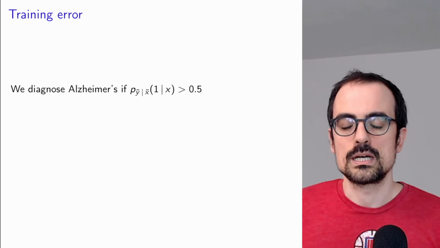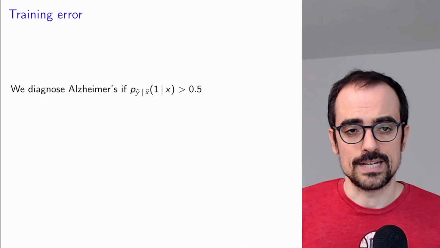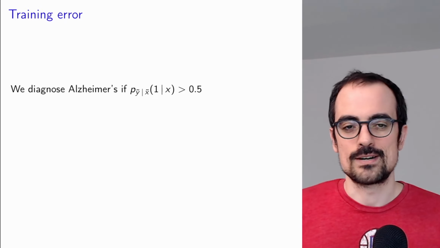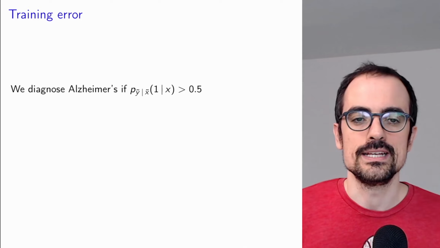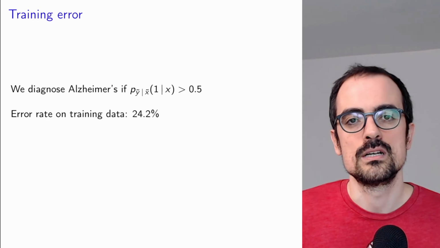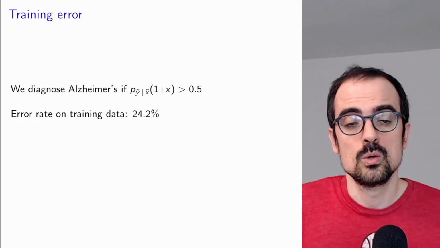And we will talk about how to evaluate classification models in a separate video using Alzheimer's as an example. But for now, let's imagine that we just diagnose Alzheimer's if the probability is above 0.5. In that case, our error rate on the training data is 24.2%, which is not too bad.